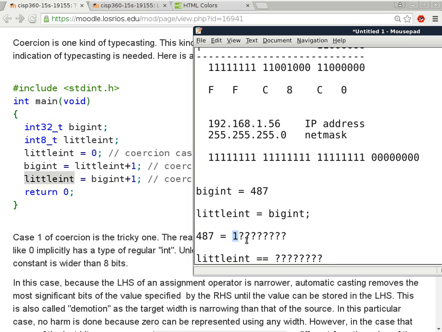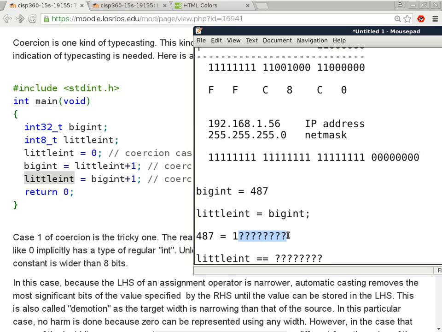Yep, go ahead. So when you lose that significant digit, the 1, what does little int replace that with to make up the 8 bits? Oh, it will keep the least significant 8 bits. In other words, whatever these 8 bits are, it will keep those.